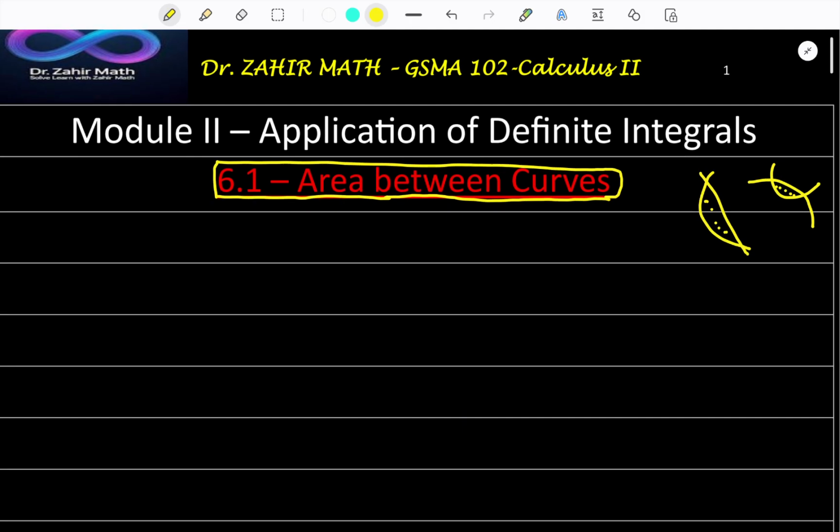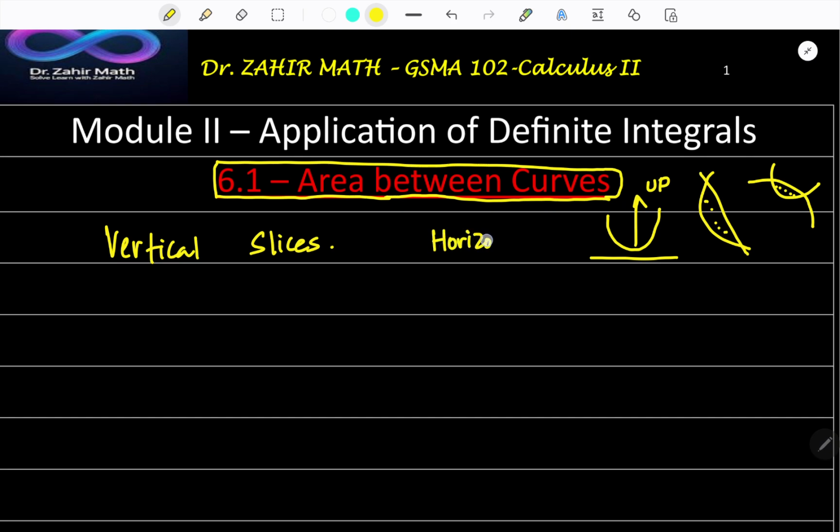Two types of problems we are going to see. The first one is vertical slices. What do you mean by vertical slices? Vertical slices means the strips will always be projecting up, so these will be vertical. The second is horizontal slices. Horizontal means it will be like this. This is your y-axis, so the picture will be focusing on the y-axis. Vertical slices focus on the x-axis, that is the horizontal axis.